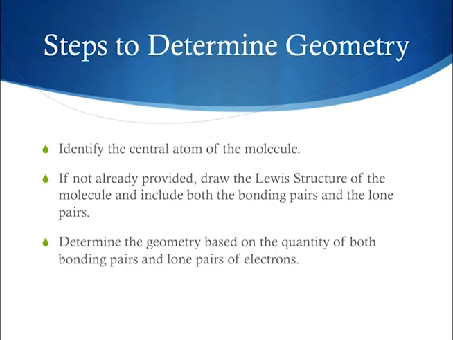So the steps to determine this electron geometry, the first step is that you have to identify the central atom of the molecule. If the Lewis structure is not already provided, you must draw it. So you draw the molecule and you include the bonding pairs and the lone pairs. And based on the bonding pairs and the lone pairs, you determine the geometry of the molecule.